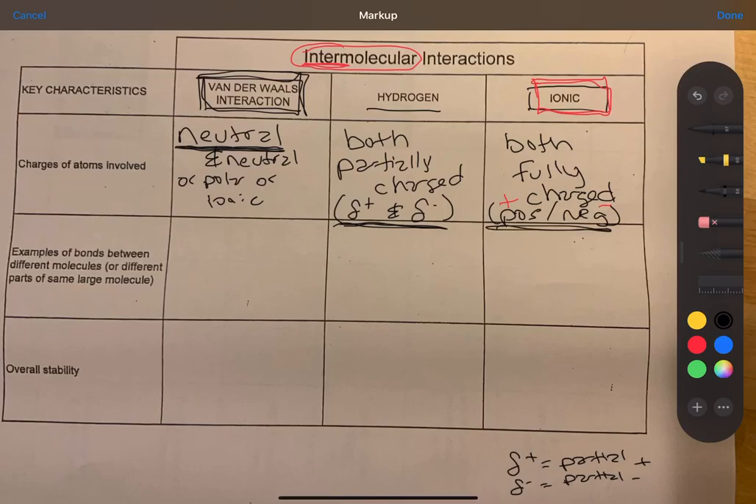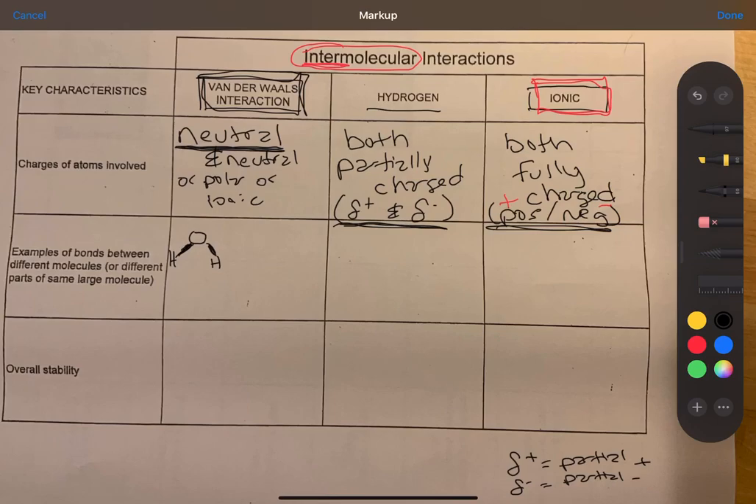Some examples of bonds between different molecules or different parts of the same molecule. I'm going to draw out some molecules here for you, and I'll do them in different colors just so you can tell what's one molecule and what's another. Let's say in this first example, we're looking at water, H2O. Within the water molecule, what type of bond would bond together an oxygen and a hydrogen? What intramolecular bond happens here?